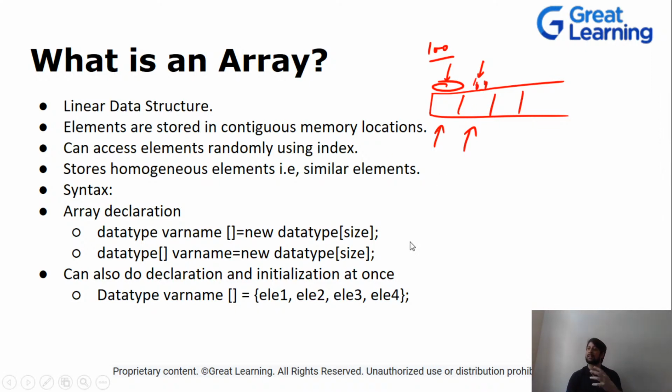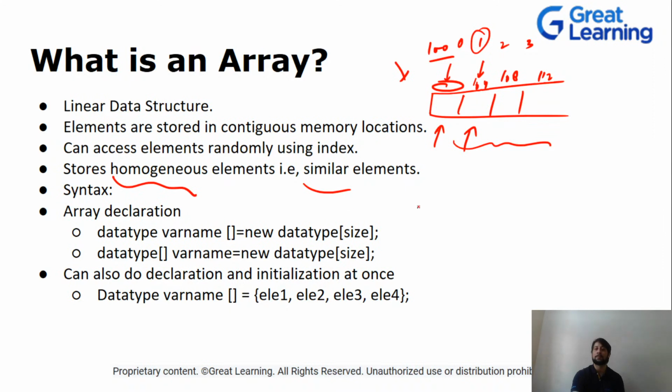Considering the size of int is 4 bytes. Now the second is 108, then 112. So this is what we mean by contiguous memory allocation. And now, in order to access any element, there are indexes: 0, 1, 2, 3. The indexes are there so that you can easily use them to access any element that is present in this array. Now, one more thing: when you're storing these elements in your array, they have to be homogeneous elements.